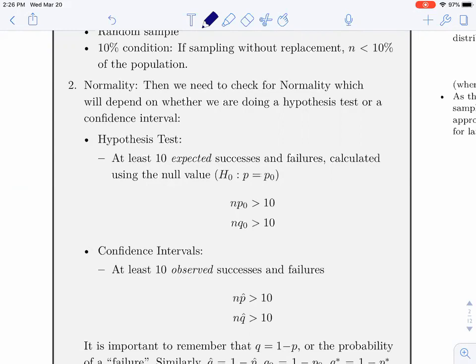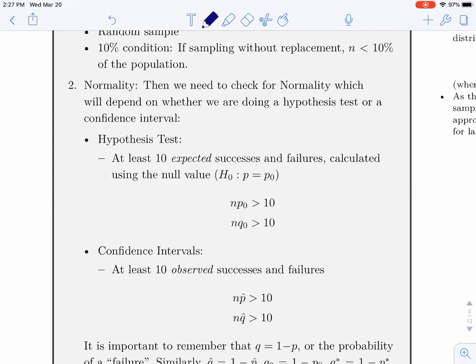And so if you're about to do a hypothesis test, what you have to check is that you're expecting to see at least 10 successes and at least 10 failures. Okay? And this is based off of your hypothesized value, from your null hypothesis. And the idea is you have to have a large enough sample size to be able to detect. If you have a small proportion here that you're trying to catch, then you have to collect a really large sample to be able to pick that up.